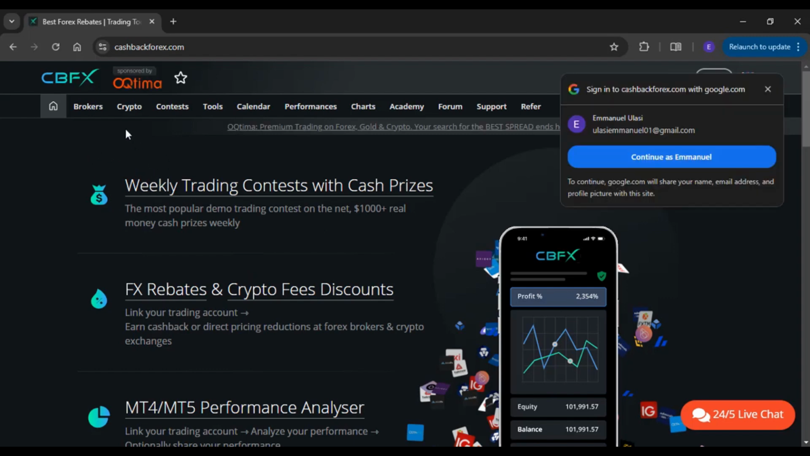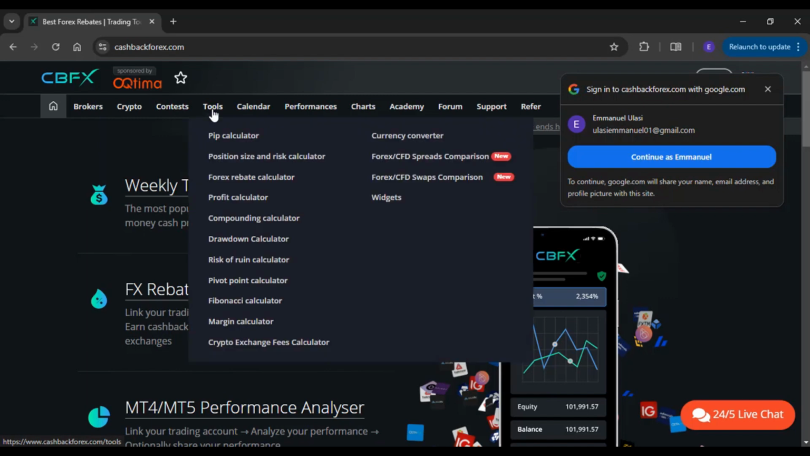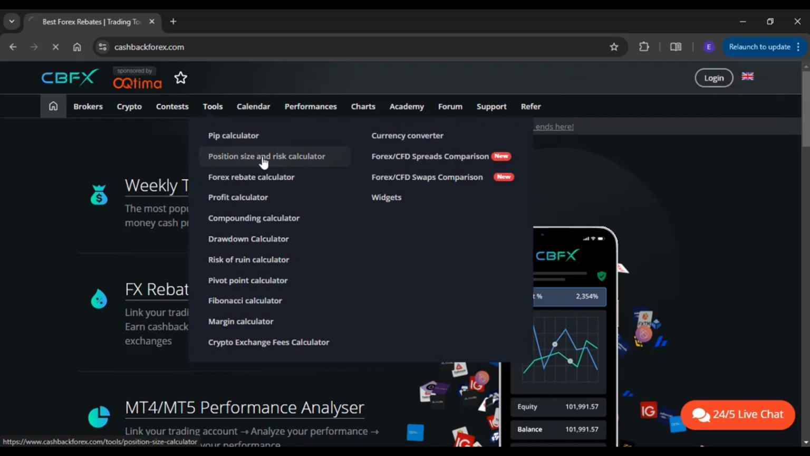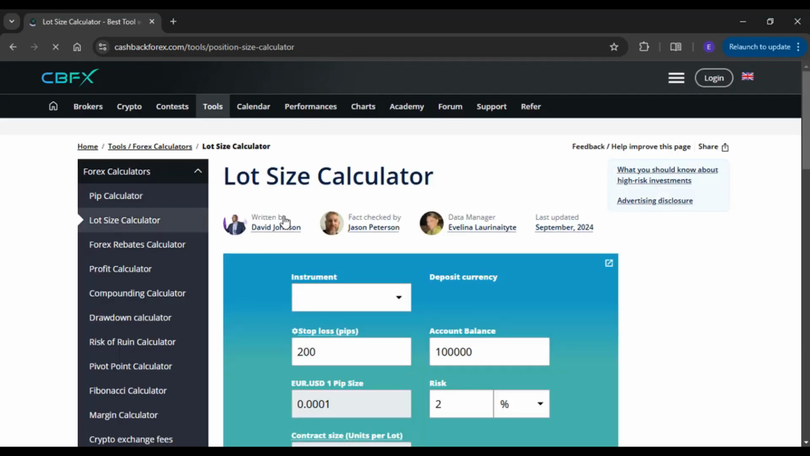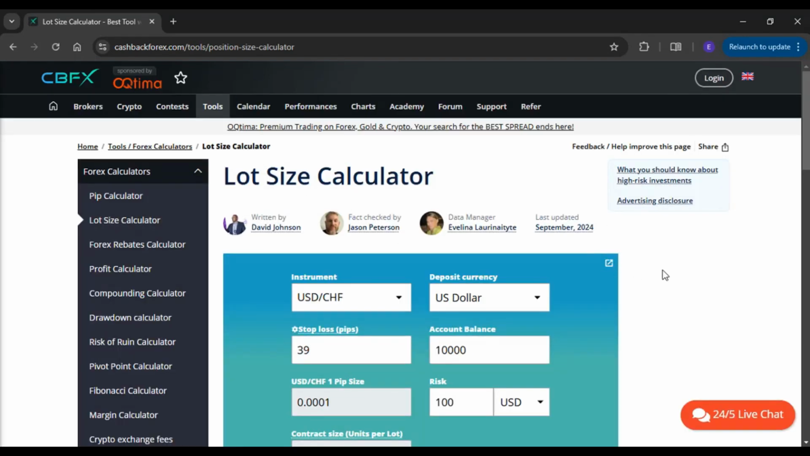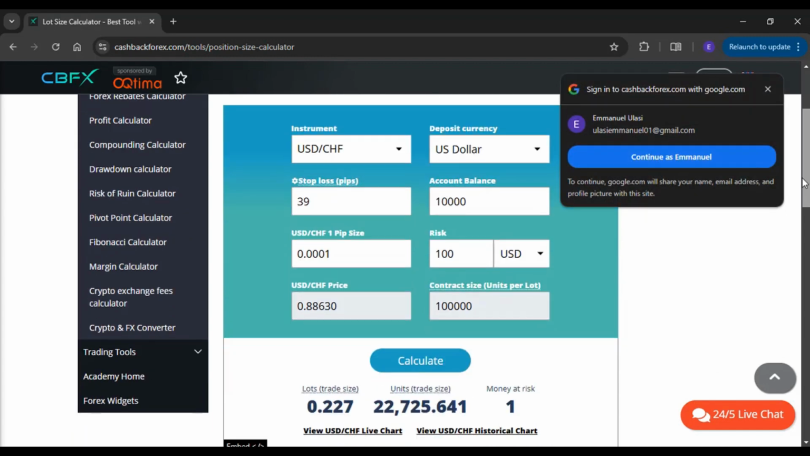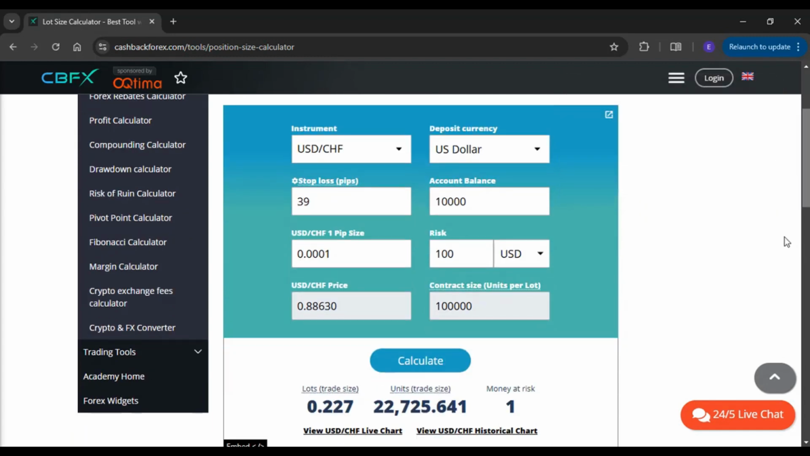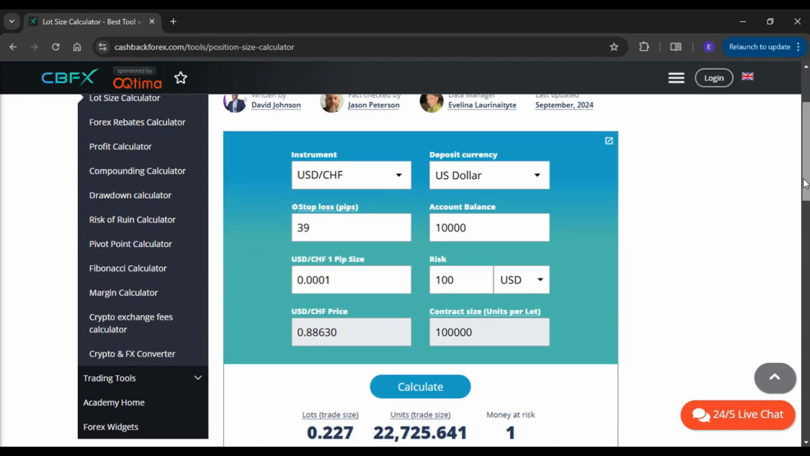Now the next thing you need to do is go to tools. Look for tools here and select position size and risk calculator and allow that to load. Once it loads up, it will bring you to this page. As you can see here, we have the position size calculator. So how do you use this position size calculator?